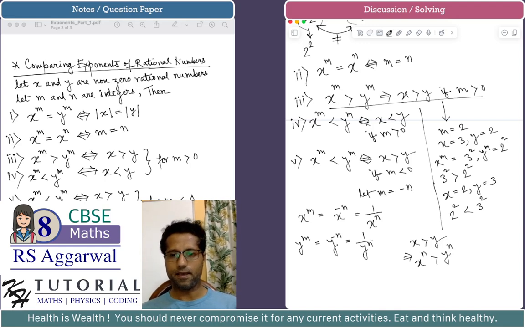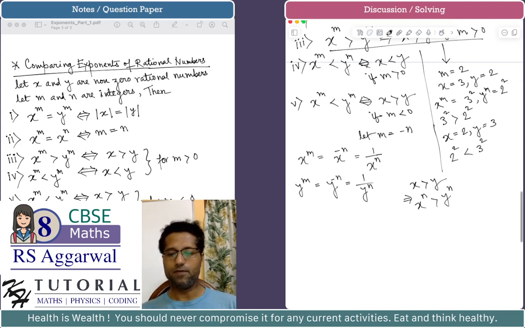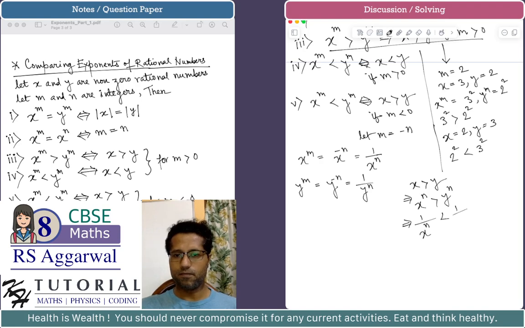We have expressed m equals to minus n. We are considering that m is a negative integer. Point number 5, we are considering m is a negative integer. So we are saying that let m equals to minus n, where n is a positive integer. So if n is a positive integer, then x to the power n will be greater than y to the power n, where x is greater than y. So this implies 1 by x to the power n will be less than 1 by y to the power n.